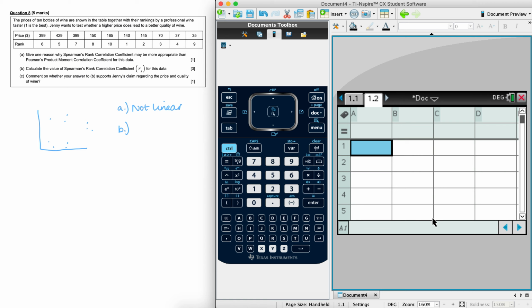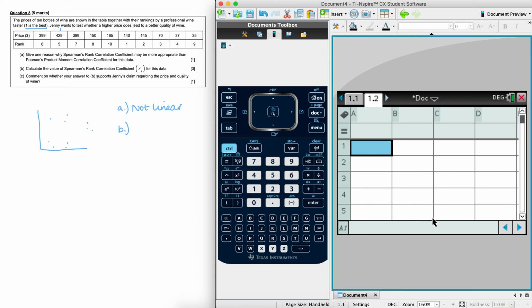So we need to put them in order, okay? Now you're actually given the order there, the rank. So you've got the price and then the rank. So we just need to put the price in rank as well. So the prices, we're going to choose from the first place. Yeah, so 1 is the best, okay? And she wants to test whether the higher price leads to the higher quality of wine. So that means that the highest price should also be 1 because it's the highest quality of wine, okay? So the highest price here is 1.